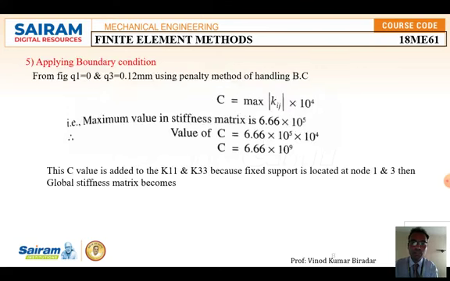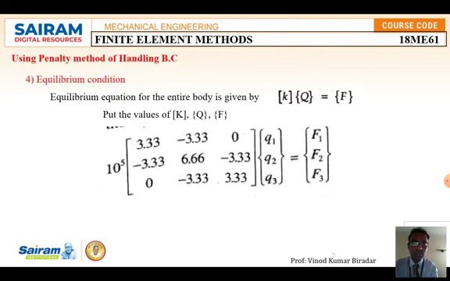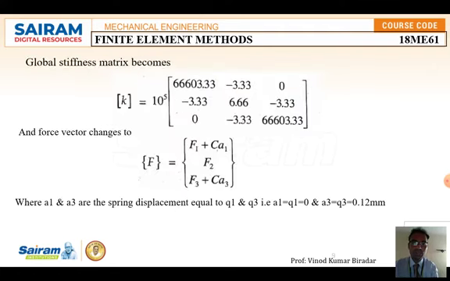And the force vector changes too. This vector changes to F1, F2, F3, which changes to this equation: F1 plus C A1, F2, and F3 plus C A3. Since it is not added here, only this one is fixed there, so C and A1 have to be added.